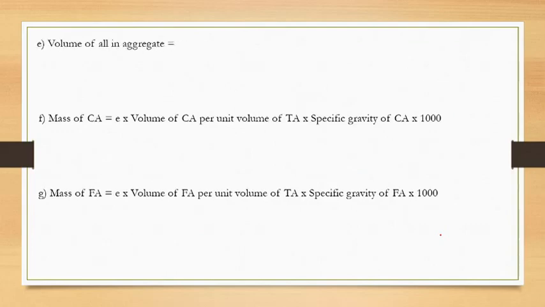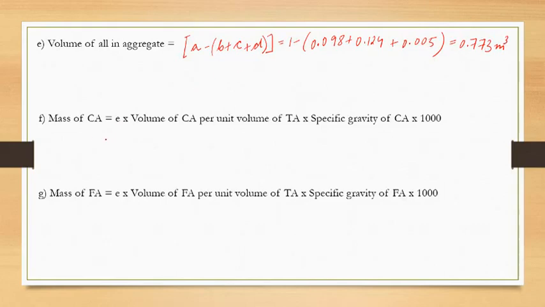Next, we have the volume of all-in aggregate. Volume of all-in aggregate, how do we find it? A minus B plus C. In the previous question we did A minus B plus C, but here we have to do A minus B plus C plus D. Since D is the volume of admixture, we have to subtract it. So we get 1 minus 0.098 plus 0.124 plus 0.005, which is equal to 0.773 meter cube.